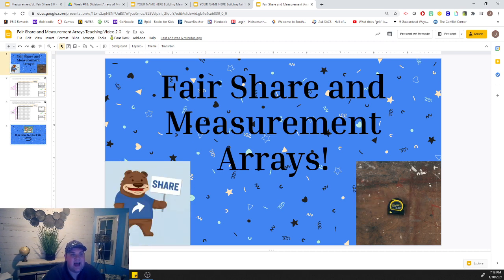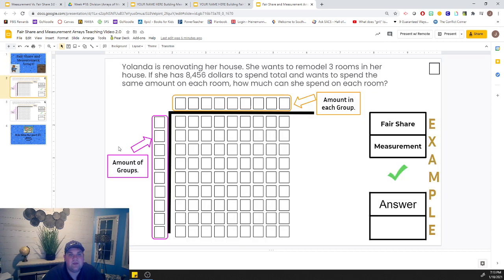So to do that, we have a problem to look at. Here's what it says. Yolanda is renovating her house. She wants to remodel 3 rooms in her house. If she has $8,456 to spend total and wants to spend the same amount on each room, how much can she spend on each room? So our job is now to think about this problem, think about how we can create an array that fits this problem, decide if it's fair share or measurement, and then come up with an answer.